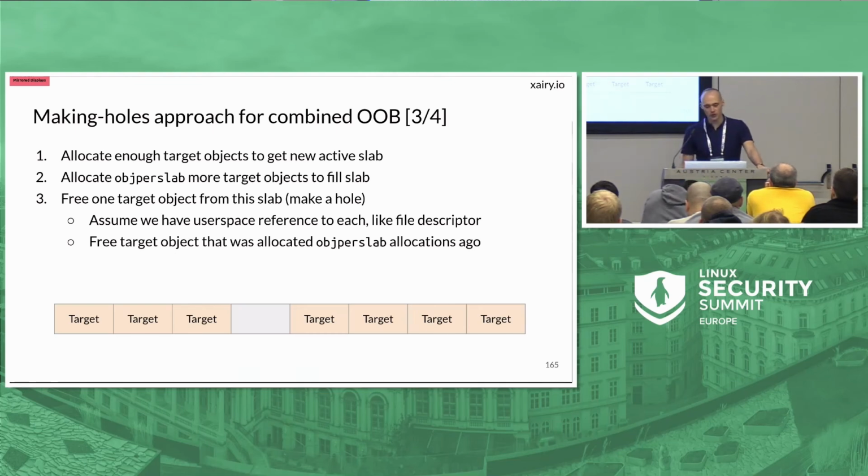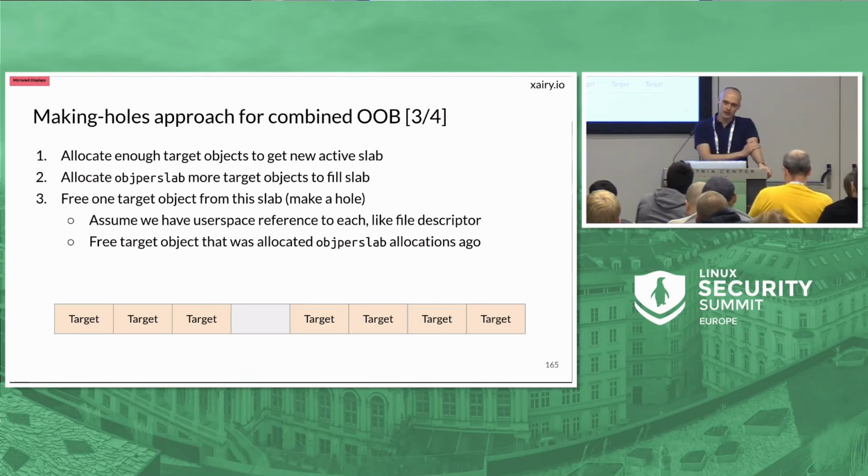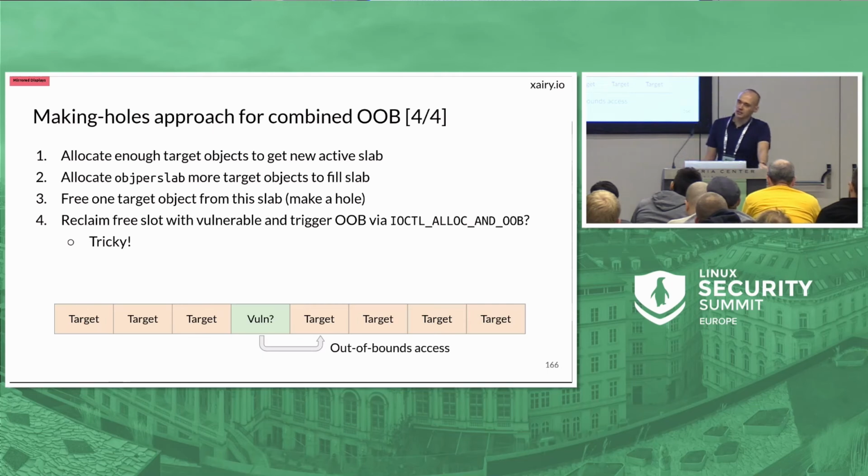We don't know the order of the target objects within each slab, but we know that if we go opt per slab allocations back in time, then that allocation will definitely belong to a different slab than the one we're currently working with. So we just go opt per slab allocations back, free one object, and then we get a slab with a hole. And then the idea here is that we want to reclaim that hole with the vulnerable object, and that's immediately going to trigger out of bounds.